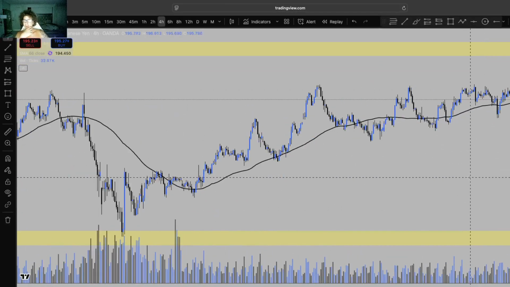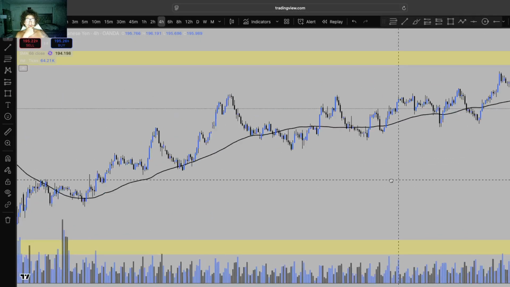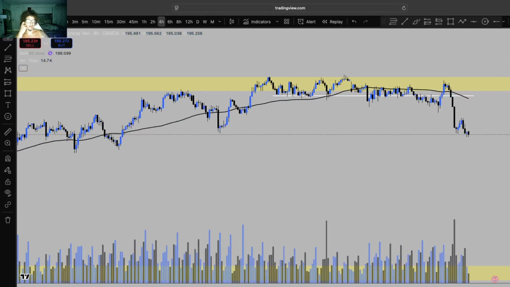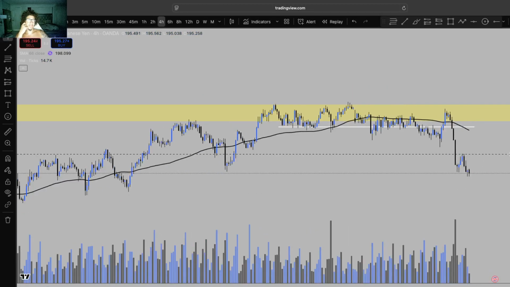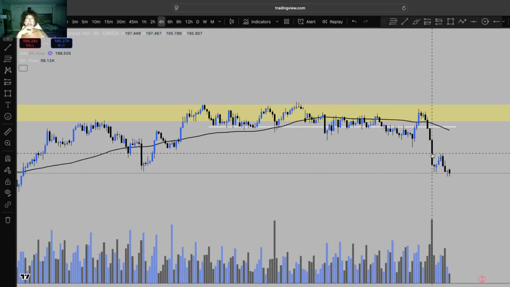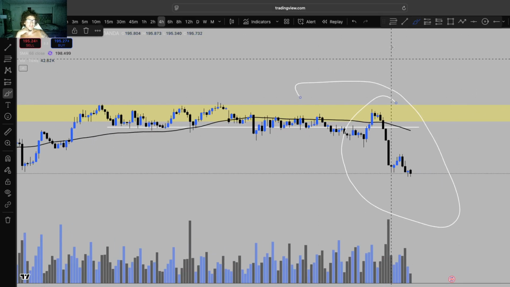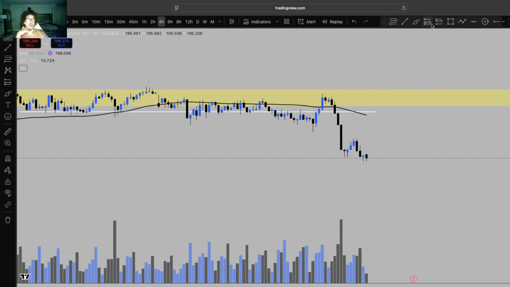Back to where we were at. So the 4 hour exhaustion zones, as you can see, they're a little harder to see. They're a little harder to identify, right? So here, there's exhaustion right here, there's exhaustion right here. Since this is the area that we're in, I'll draw my 4 hour exhaustion zone right here.